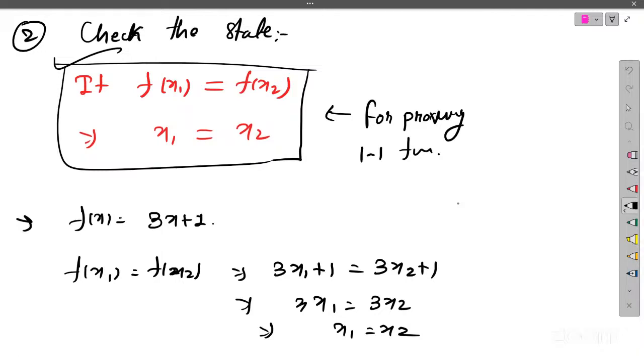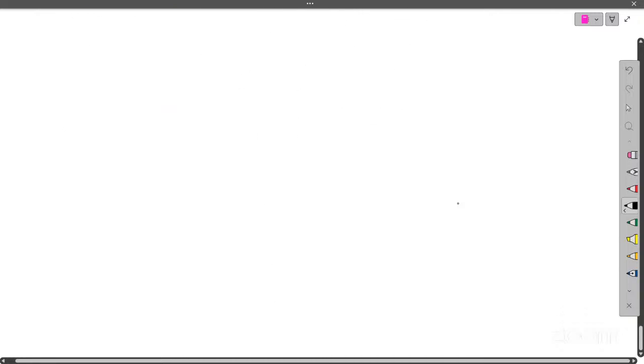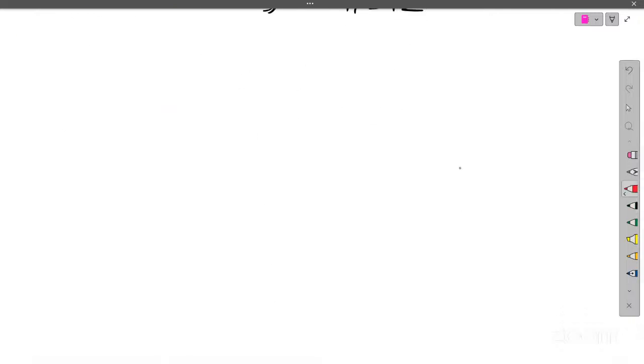So it's nothing but a negation of the above statement. Okay, so negation, and also we kind of converted the hypothesis and the result. So here we are assuming f of x1 is equal to f of x2 and trying to prove x1 is equal to x2. So this is the second statement you can use for checking 1-1 functions. Okay, and the third is the horizontal line test.